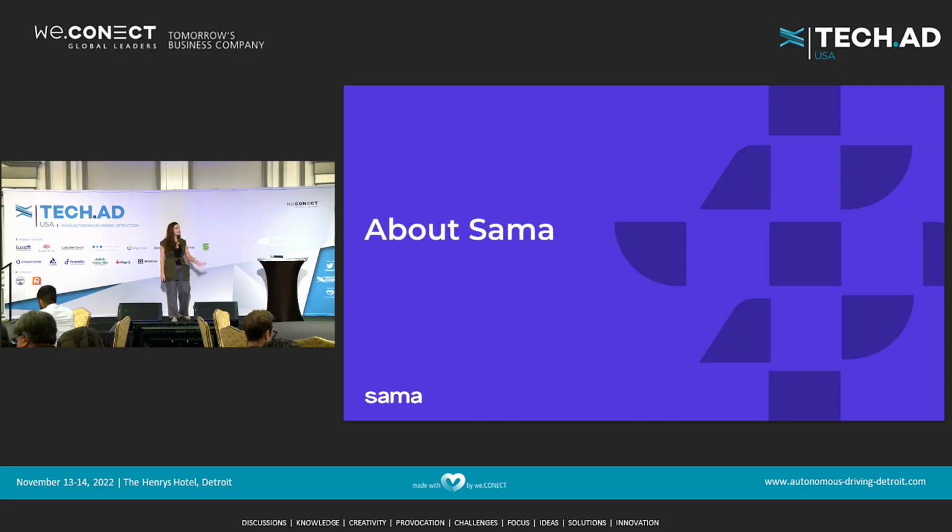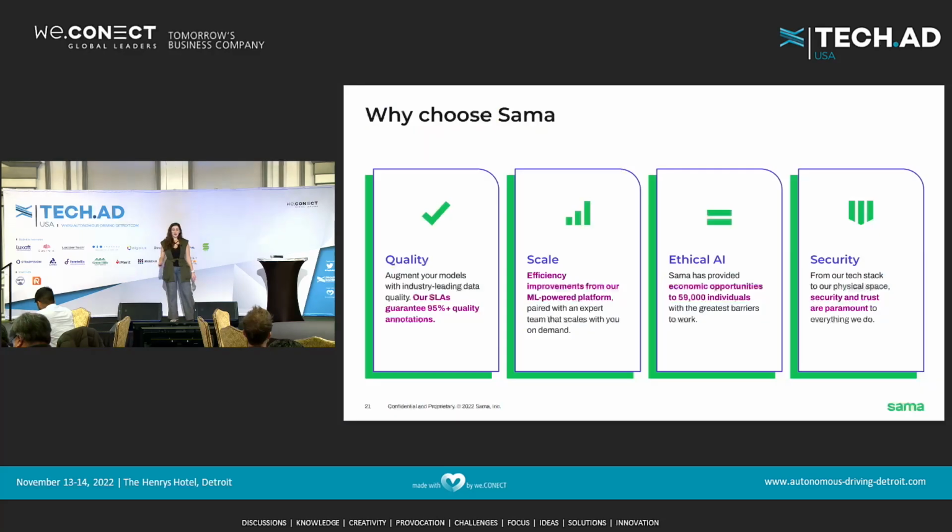Okay, so I'm done with the fun content. Let me give you a little bit about Sama. There's 4 cards in here. I'm only going to be focusing on 2, which is quality and ethical AI, my 2 favorites.